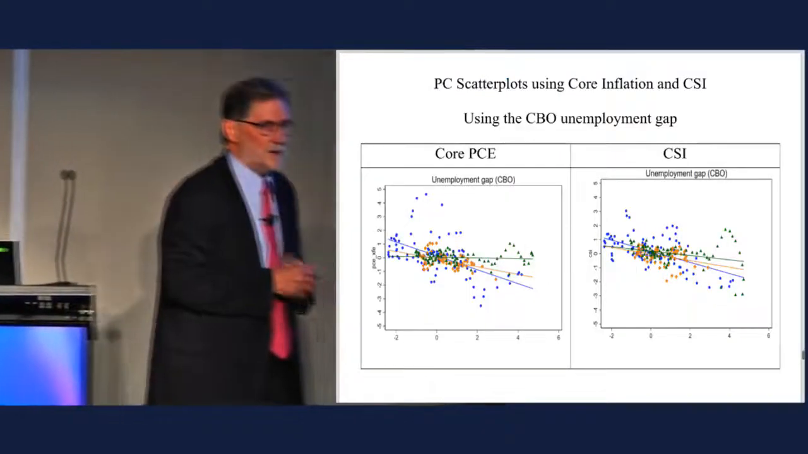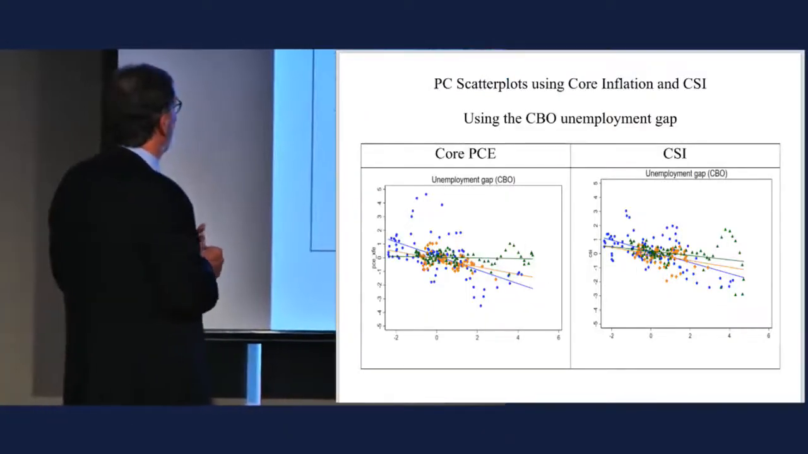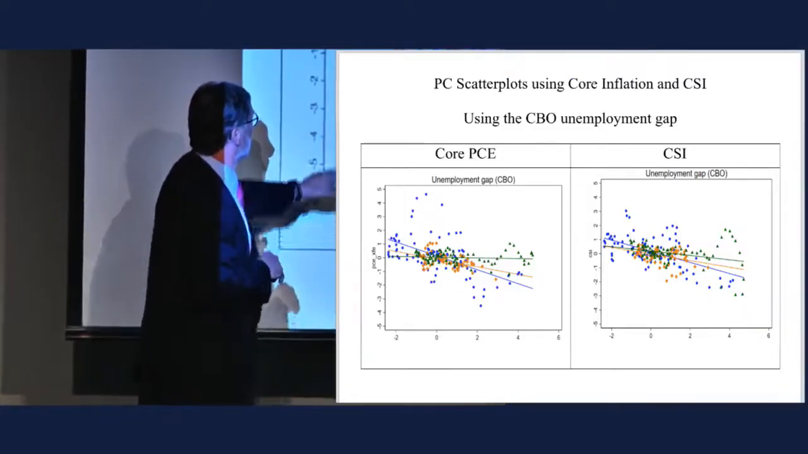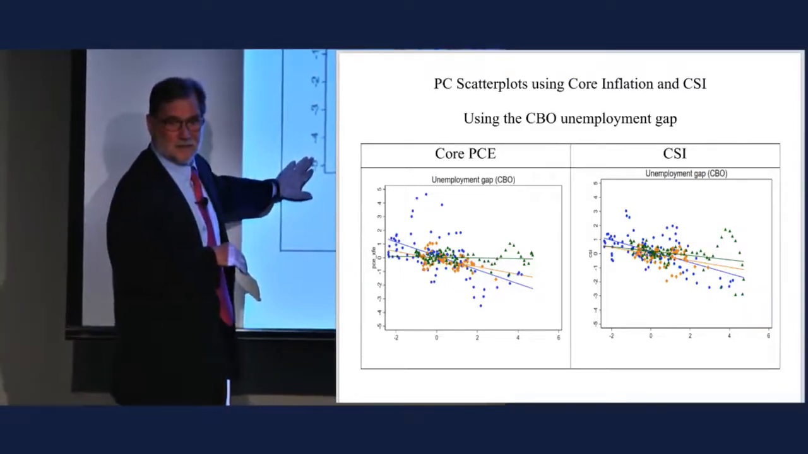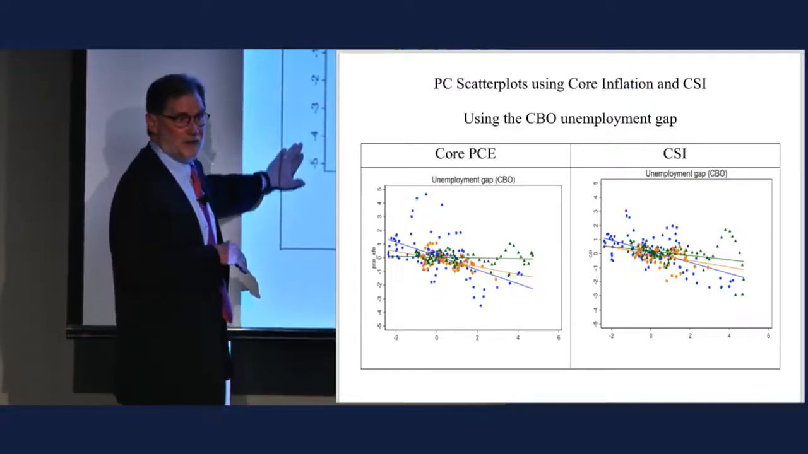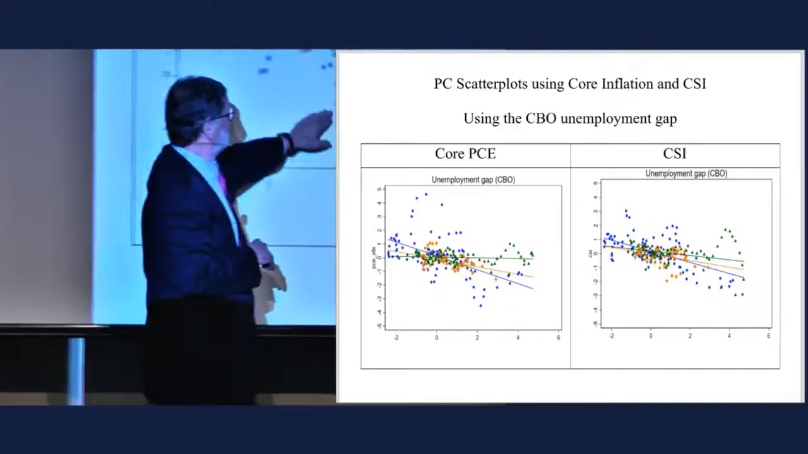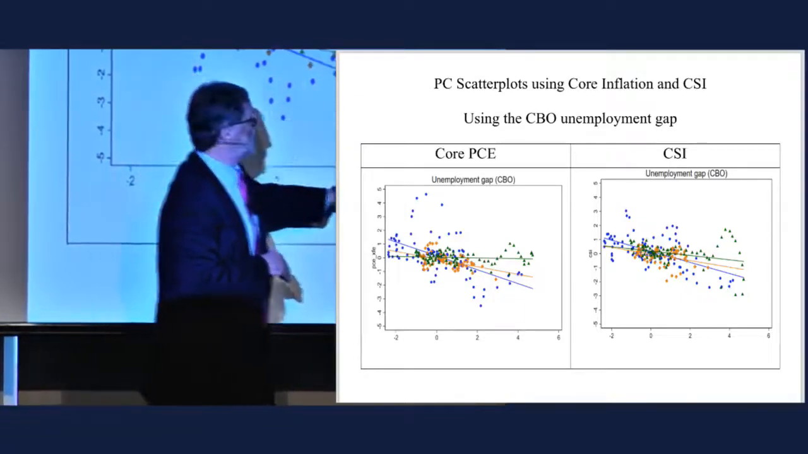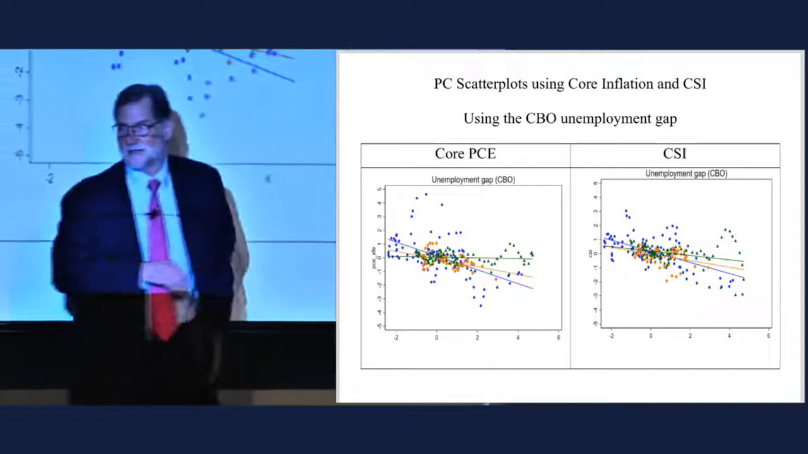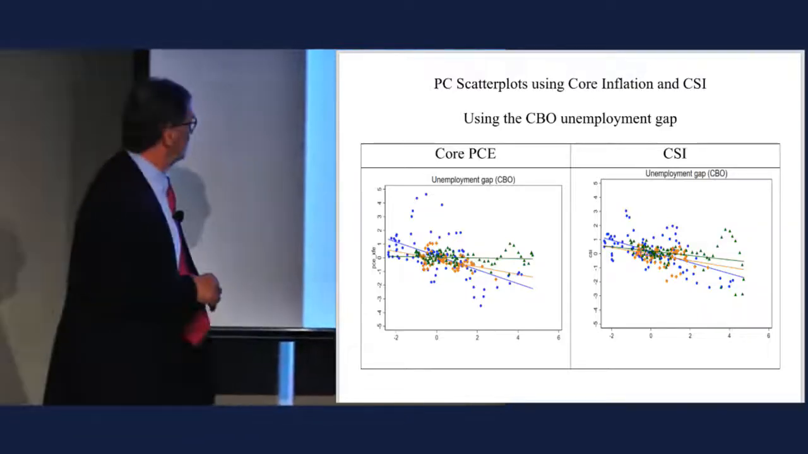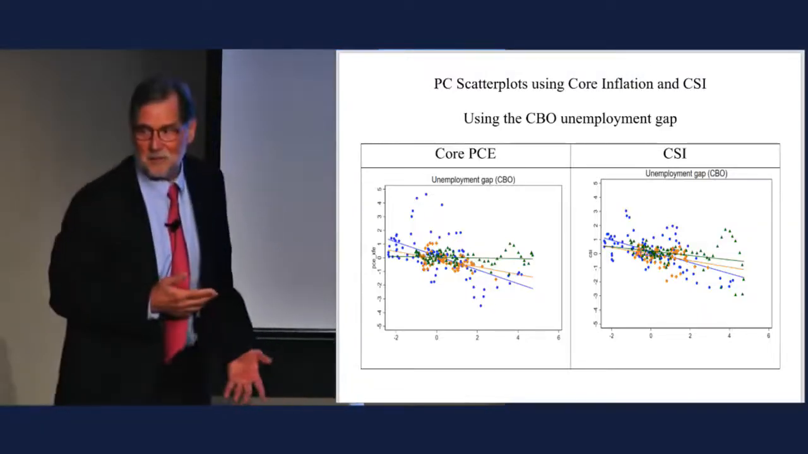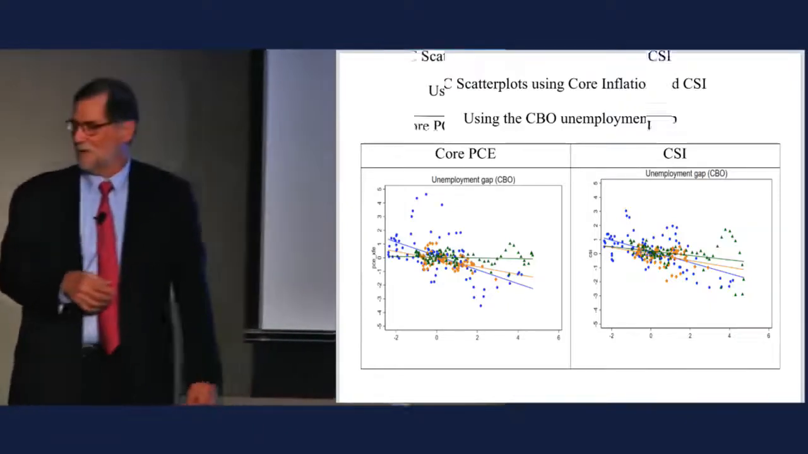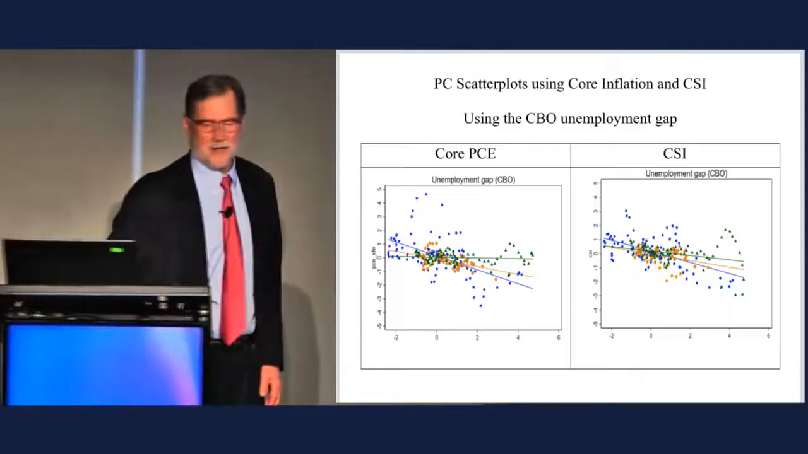I'm just going to wrap up with some pictures here. This is where we started, using core PCE: steep, less steep, flat. Now use the PCE, and it's not as unstable. There are still some instabilities there, but that's what we got.